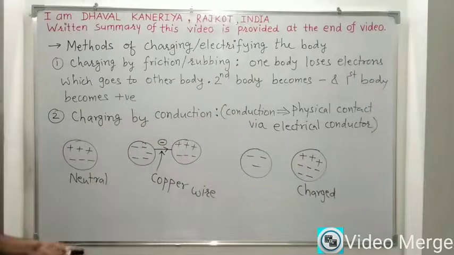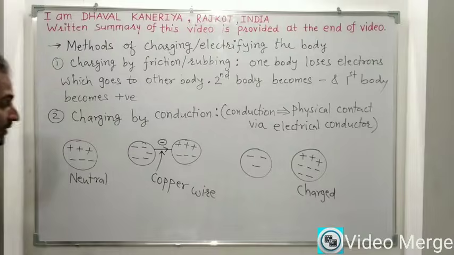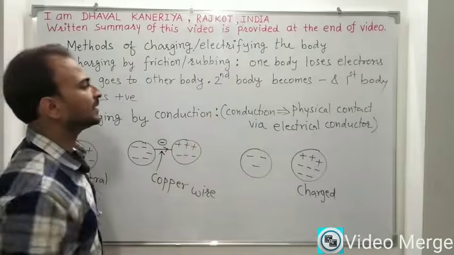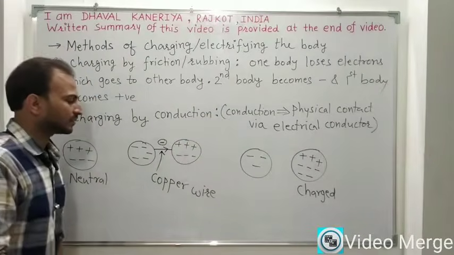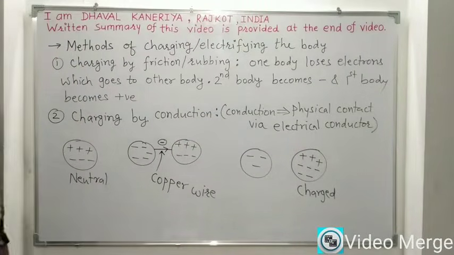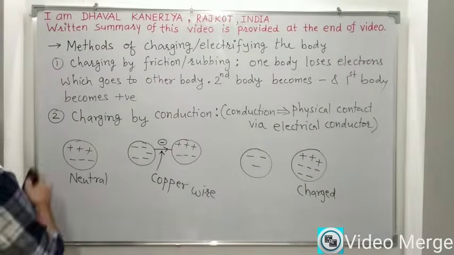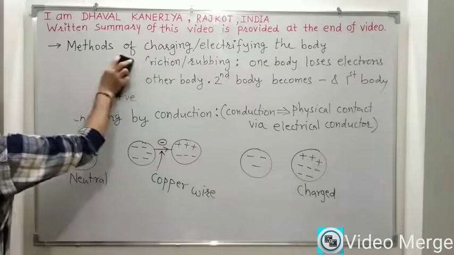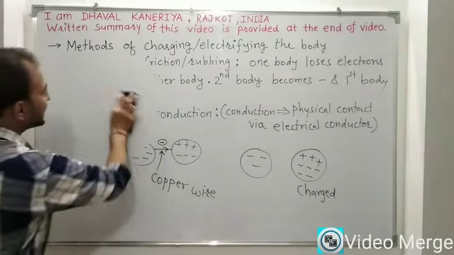So this is how charging by conduction is done. The electrons are conducted through some medium, and that medium must be electrically conducting. It may be a copper wire or any other conducting medium. Actual physical contact is necessary between two bodies for the charges to be conducted. Third method is very important, charging by induction.